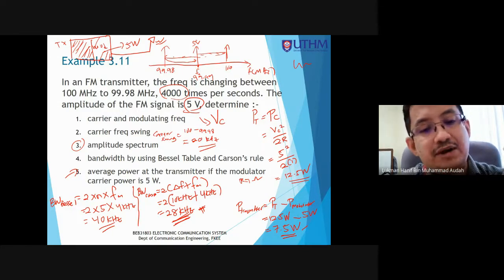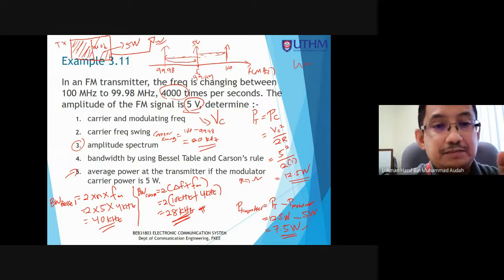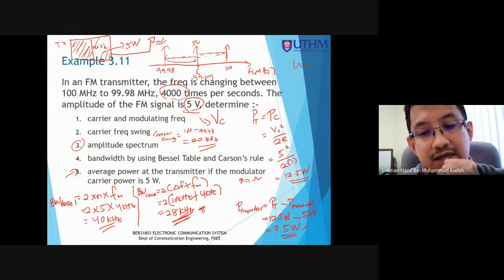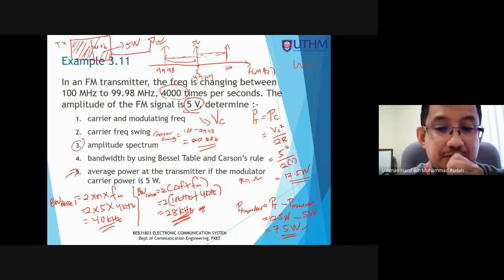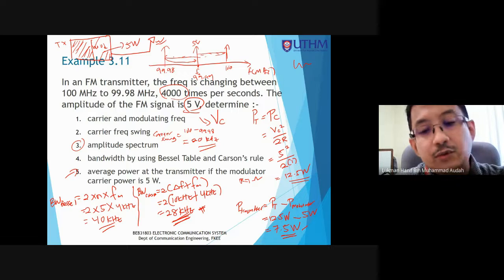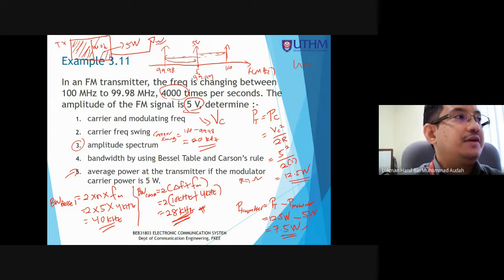Modulator is part of transmitter. Modulator ini sebahagian daripada transmitter. So if we know the modulator power, we know the total, so we know how much is the average power for the remaining part that is produced by the transmitter. So it is equal to 12.5 minus 5, so we get 7.5 watt.